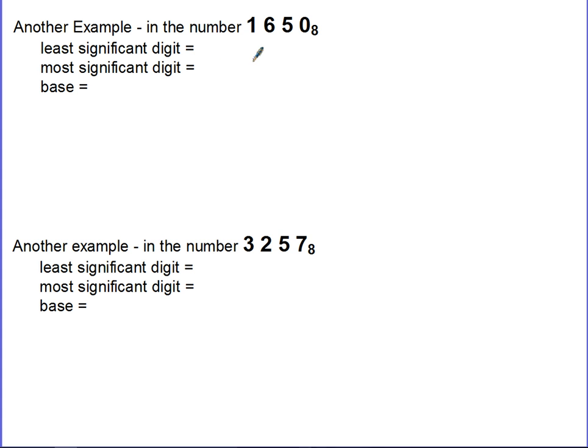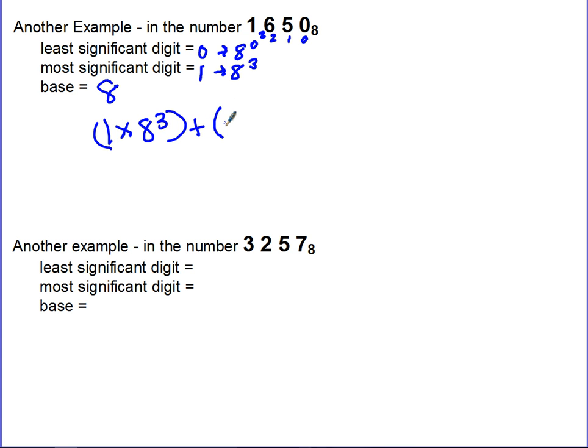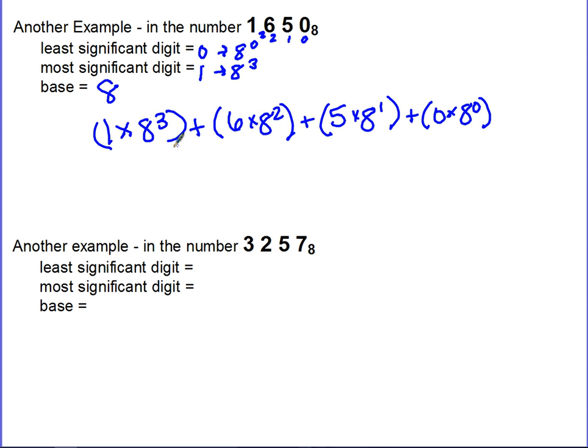My least significant digit is going to be that 0, which is going to be at 8 to the 0. My most significant digit is going to be the 1. This was at 0, this one's at 1, this one's at 2, this one's at 3. So that'll be 8 to the 3rd, and my base is 8. So I end up with 1 times 8 to the 3rd plus 6 times 8 squared plus 5 times 8 to the 1st plus 0 times 8 to the 0 power.